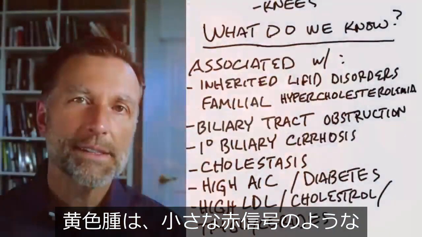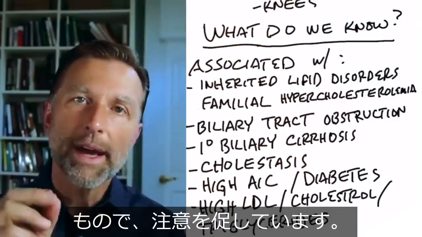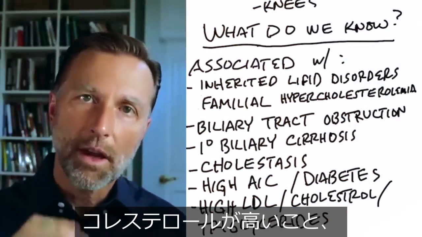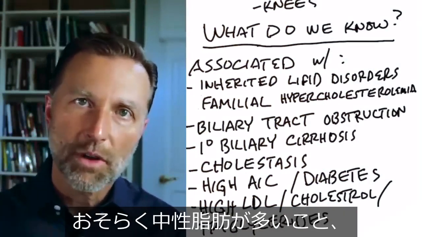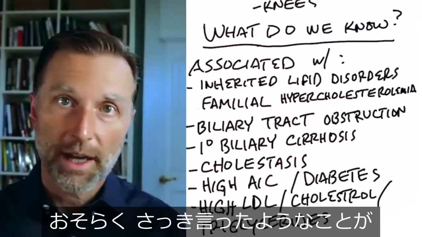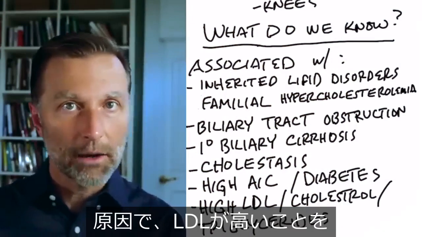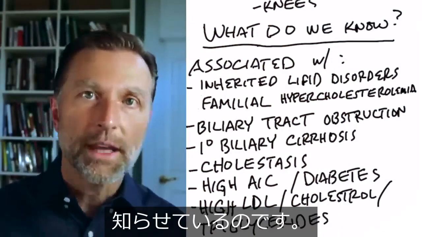And so when someone has this xanthoma, okay, it's a little red indicator light letting you know that you have high cholesterol, probably high triglycerides, and probably high LDL caused by the things I just mentioned.